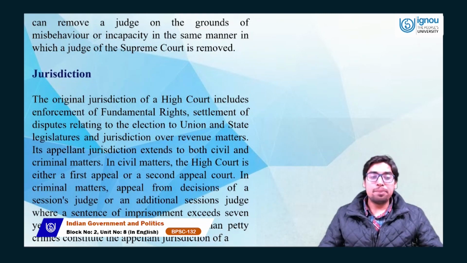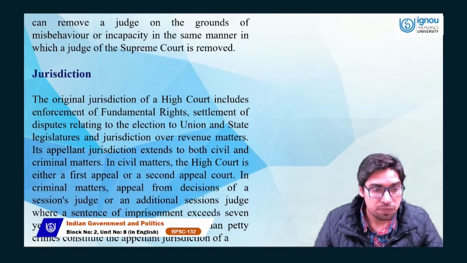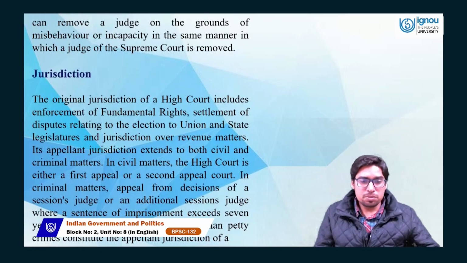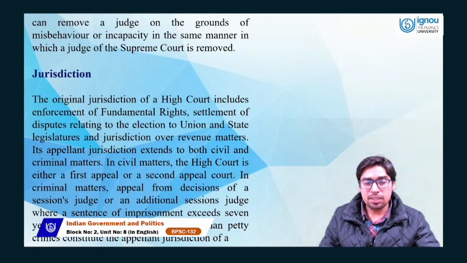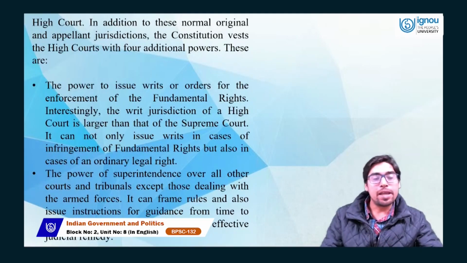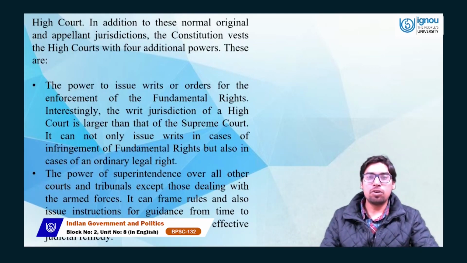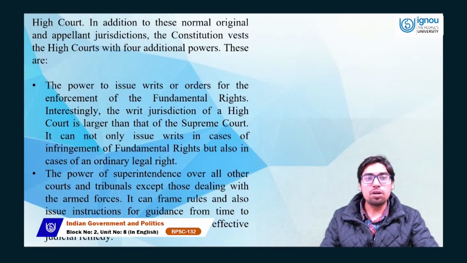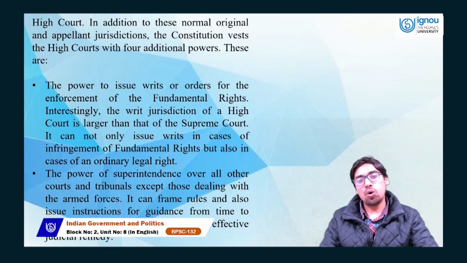In criminal matters, appeals from decisions of a sessions judge or an additional sessions judge, where a sentence of imprisonment exceeds 7 years, and other specific cases other than petty crimes, constitute the appellate jurisdiction of a High Court. In addition to these normal, original, and appellate jurisdictions, the Constitution vested the High Courts with four additional powers. The first is the power to issue writs or orders for the enforcement of the fundamental rights.